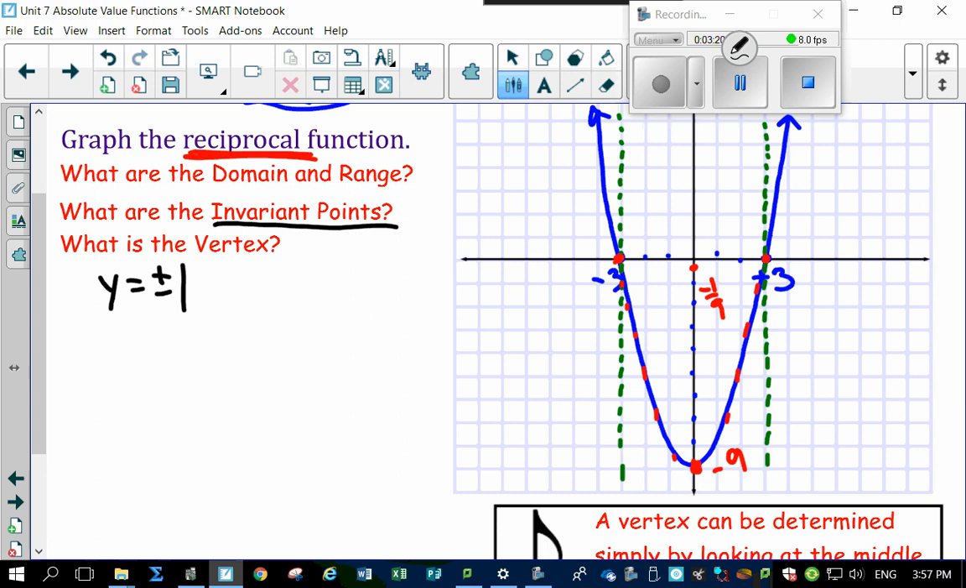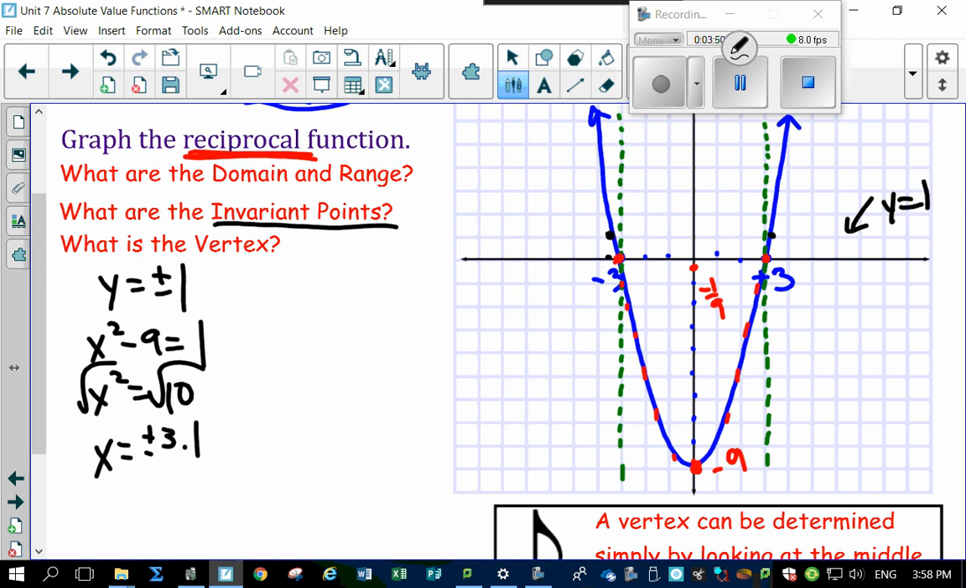Woohoo! Here we go. So x squared minus 9, let's let equal 1, right? x squared equals 10. Square root of x squared is going to be x equals, yep, plus or minus about 3.1 or so. Okay, so at 3.1, there's a possible, right there, where we hit y equals 1, right on the y equals 1. So that's about 3.1. That's going to be your invariant point for there.